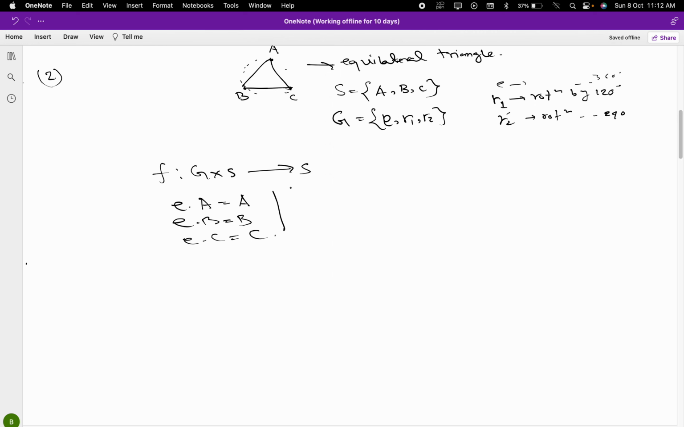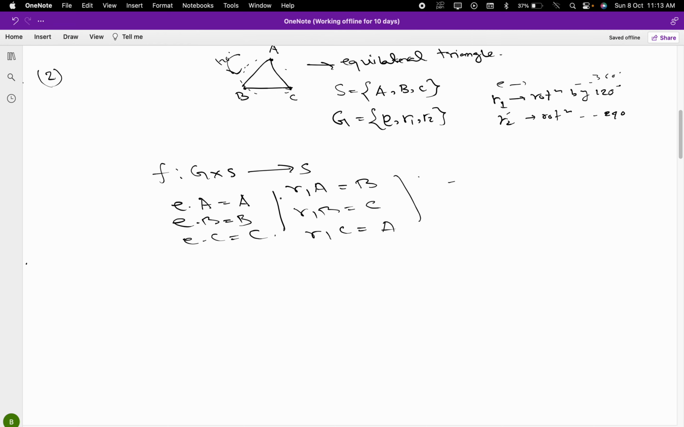Now you can check R1 of A. R1 means rotation by 120 degrees, right? So R1 of A, if you rotate it in the anti-clockwise direction by 120 degrees, it will give you B, and R1 of B will give you C, and R1 of C will give you A, right? Similarly for R2 you can definitely write.